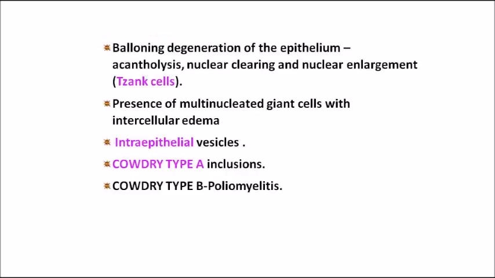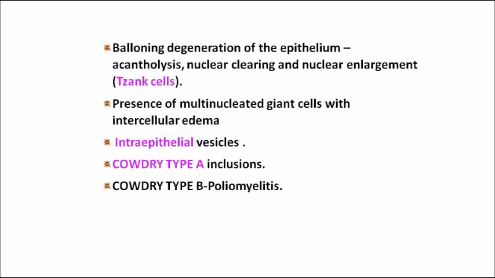If someone asks you what is the typical histopathological feature of herpes, you can say Tzanck cells are present. And what are Tzanck cells? When there is ballooning degeneration of the epithelial cells with acantholysis, nuclear clearing and nuclear enlargement, we call them Tzanck cells. Also, we can see multinucleated giant cells with intercellular edema, meaning to say the cells are giant cells and in between the cells you have edema.